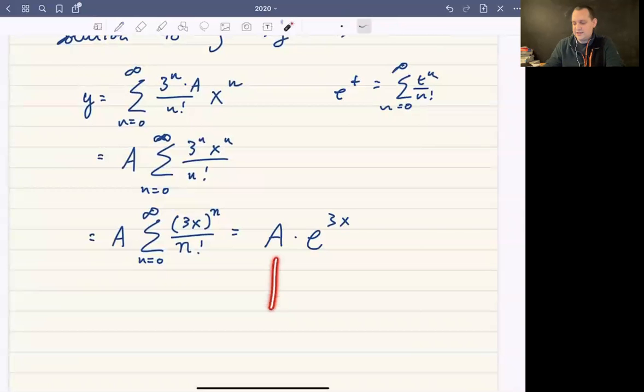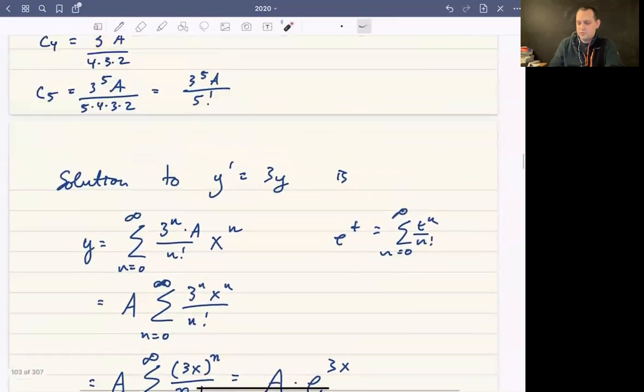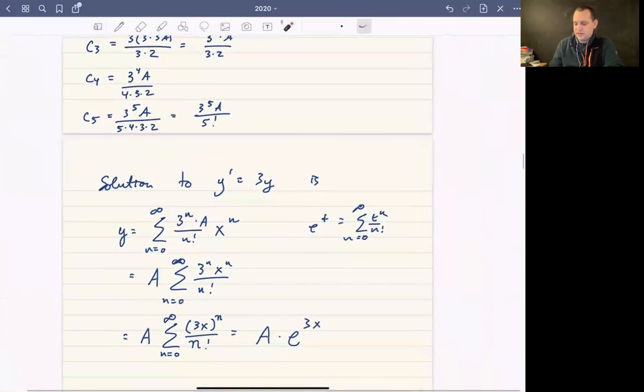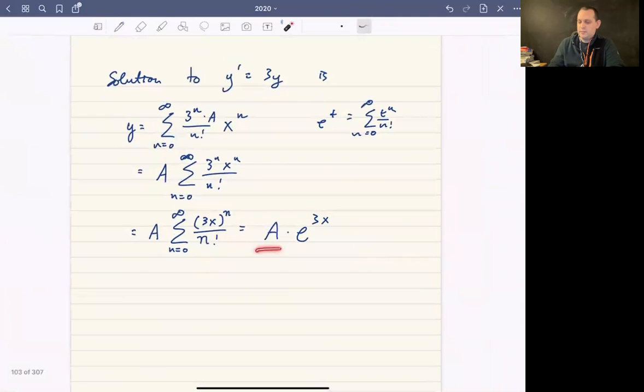Notice that the constant that we get is our C0 term, right? So our C0 term, which we called a, is the constant that we get. So this is the first value that we get in the sequence. So it turns out that that's going to determine what this sequence is going to be. Okay, so that's going to be our solution there.